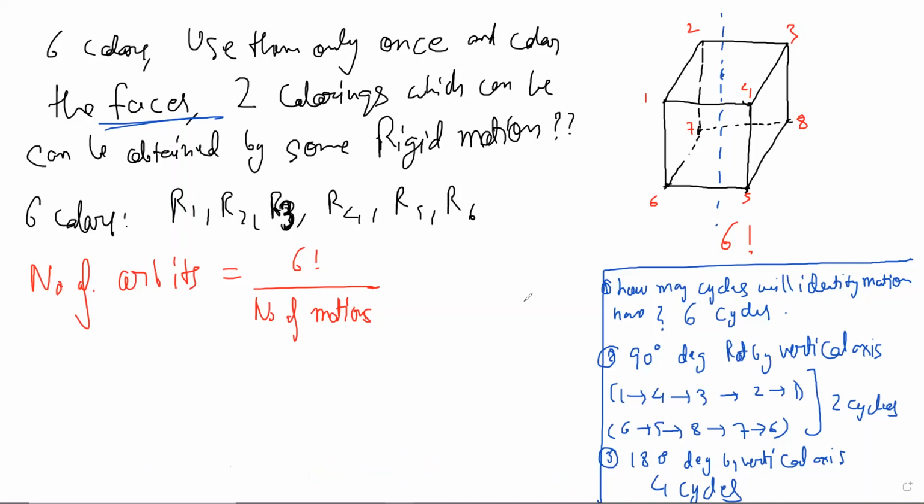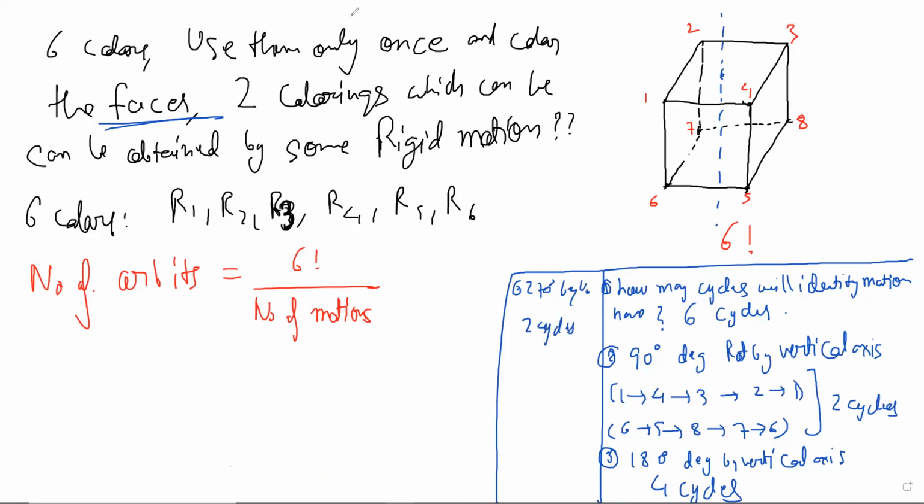So for the 270-degree rotation, there'll be 2 cycles. Because it's very similar to the first one. So again, you can see the GCD thing working out. So for the 270-degree one, it has 2 cycles. 270-degree by vertical axis, it has 2 cycles.